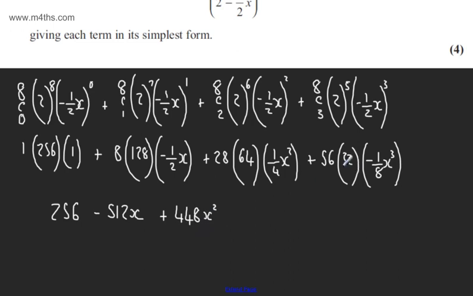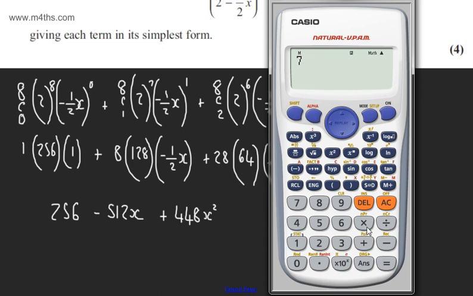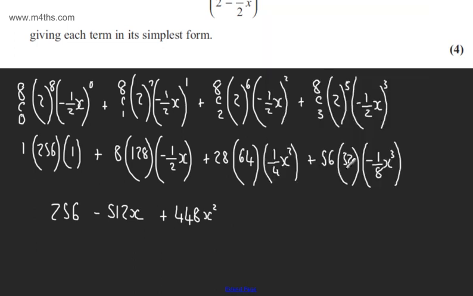And then finally, we've got 56 over 8, which is going to give me 7. So we'll have 7 times the 32, and that's going to give me minus 224 x cubed. So 4 marks in total for writing out the first 4 terms in their simplest form.